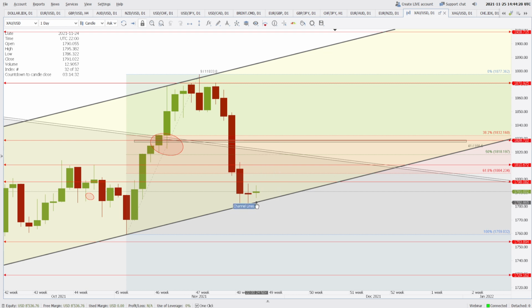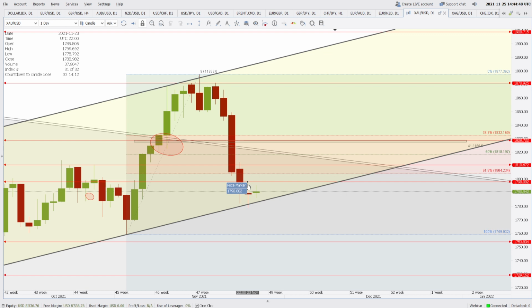But the support is very close to the price. One can take the risk right now if you want to, but if you don't want to, then keep a stop order to buy above this candle's high here. This is the 1796 high, and one can keep a stop order to buy this market to the higher side.